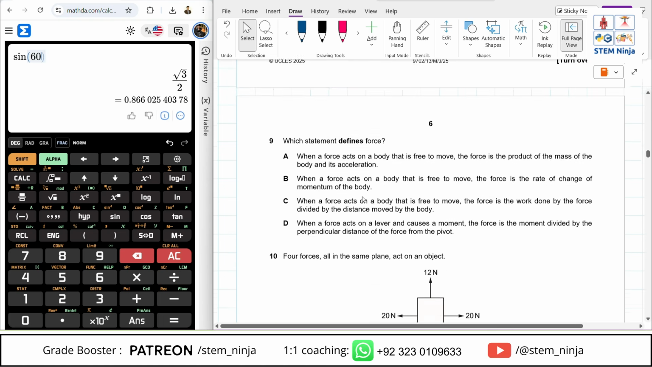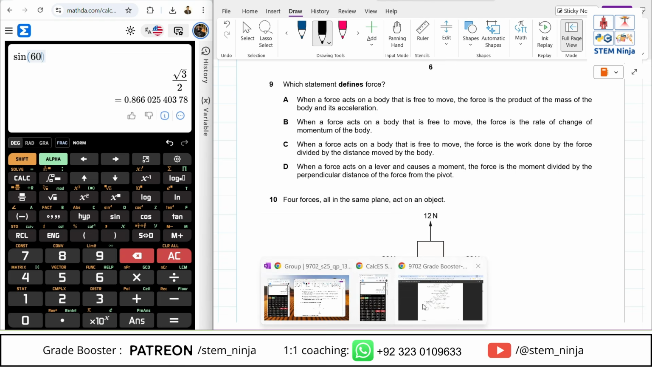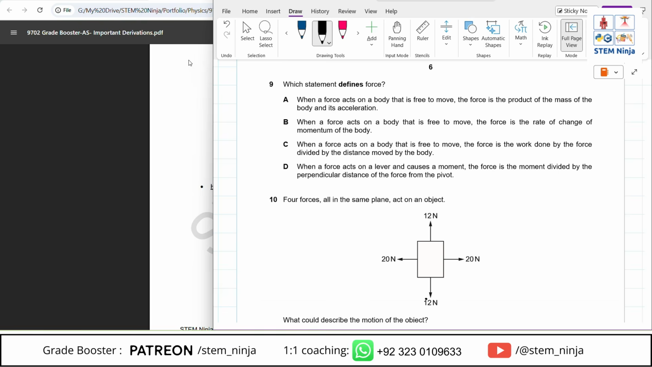That is true. Okay. Which statement defines force? We already know that's the rate of change of momentum, which is again a very important definition.